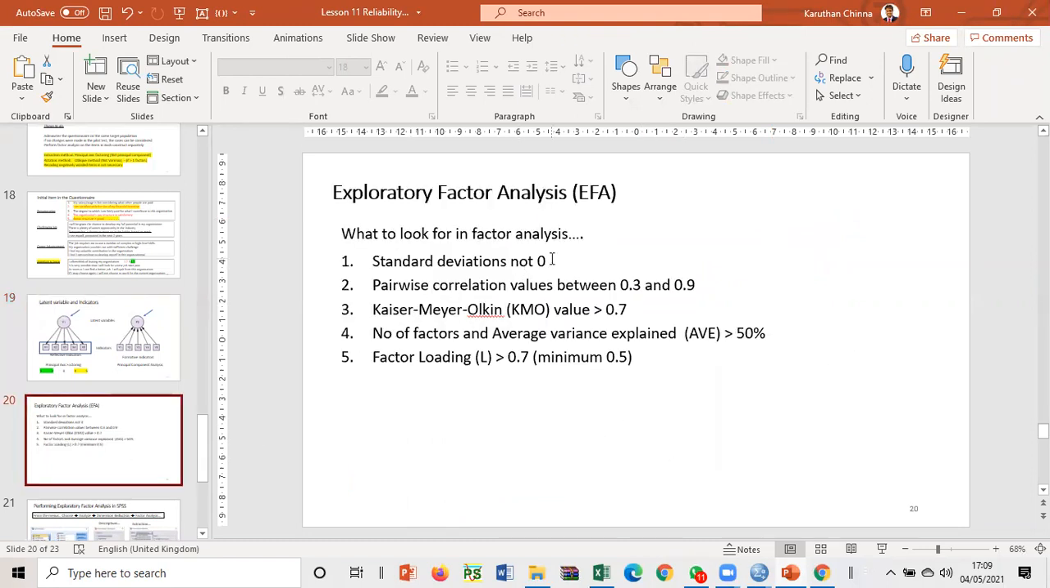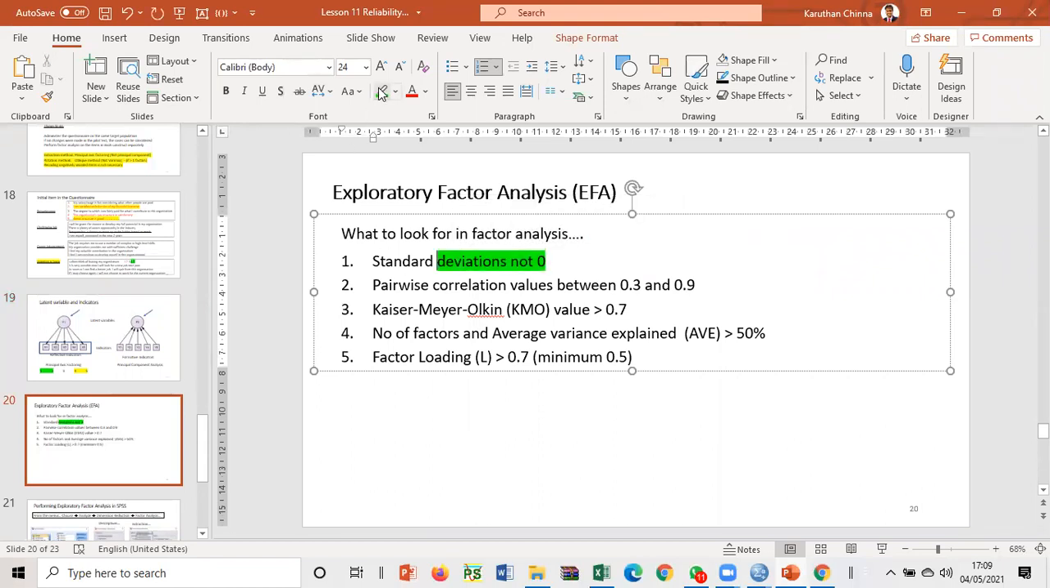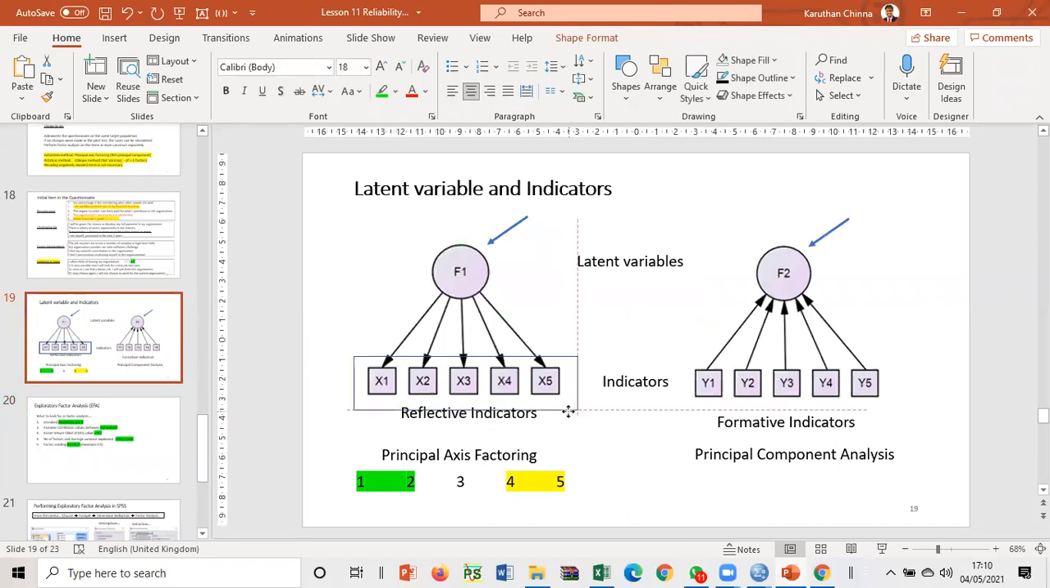So what do you look for? Same as just now: standard deviation must not be 0, and correlation between 0.3 and 0.7. These are additional: the Kaiser-Meyer-Olkin measure, the average variance explained, and finally factor loading. We'll see this in an example as we go through. The first two we've gone through just now. In addition to the two, we look at 3 more. Basically, what you want to know is, are these good indicators of what's inside the head?